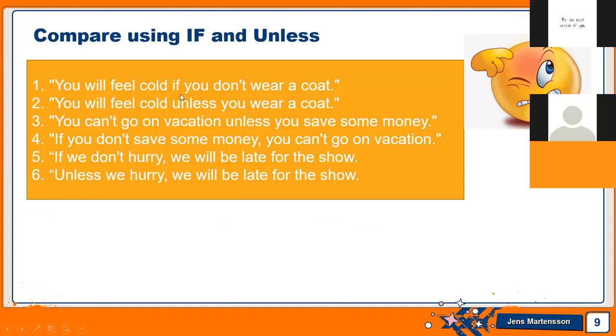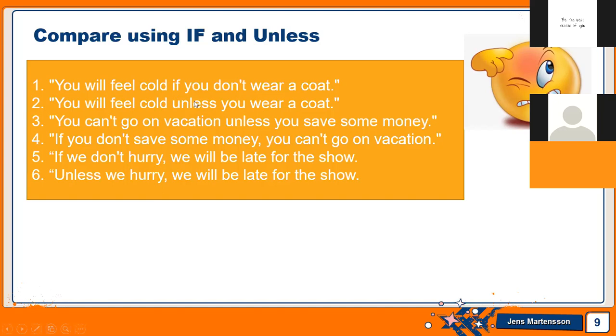You will feel cold if you don't wear a coat. We are using if here. And how about using unless? You will feel cold unless you wear a coat. So if you don't, it can be replaced by using unless.